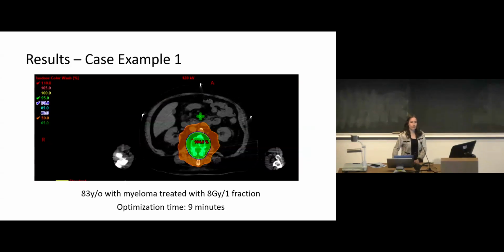So I have a few examples just to show the clinical benefit of these plans. So this is a patient with myeloma treated with 8 gray and 1 fraction.